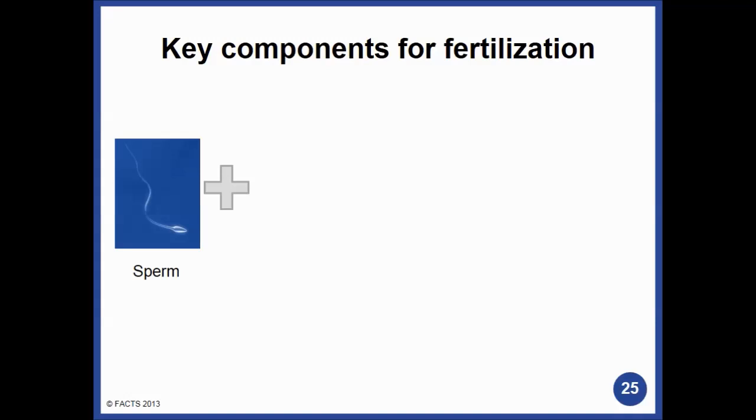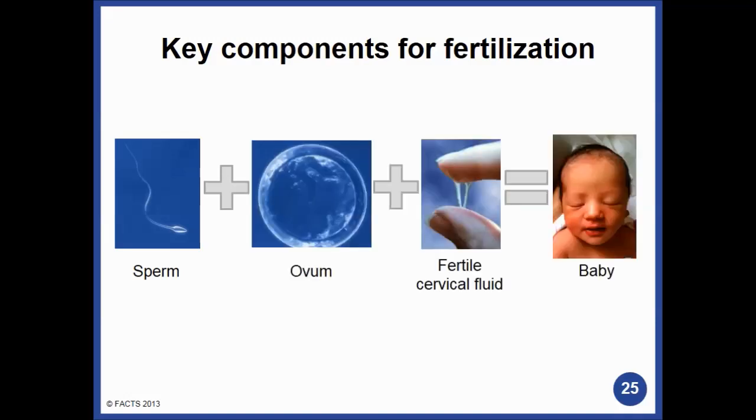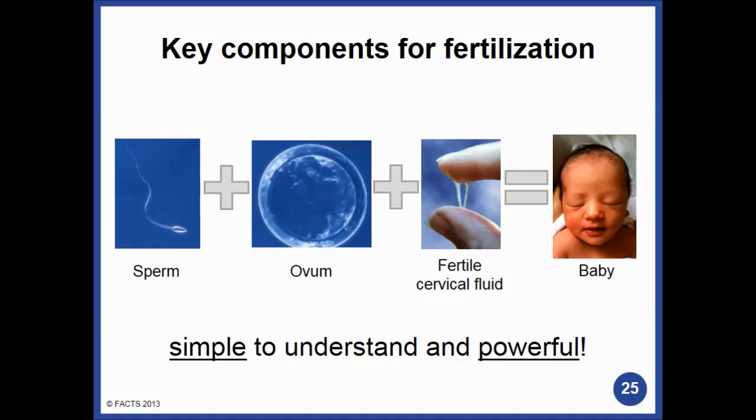So it's really important to understand those key components of fertilization, and the three powerful components are pretty obvious: sperm, the egg or ovum, and then fertile cervical fluid, which equals a baby. That fertile cervical fluid is necessary for the sperm to be maintained within the reproductive tract, to get to the target, and to be in a state where they're able to fertilize the egg. Without this type of fluid, the sperm are pretty much DOA within the vagina, and with the fluid, it improves the ability for a woman to conceive. So simple to understand, but very powerful.